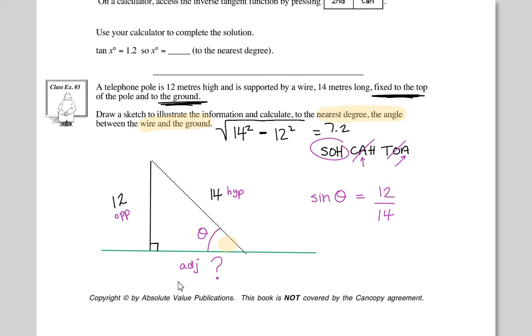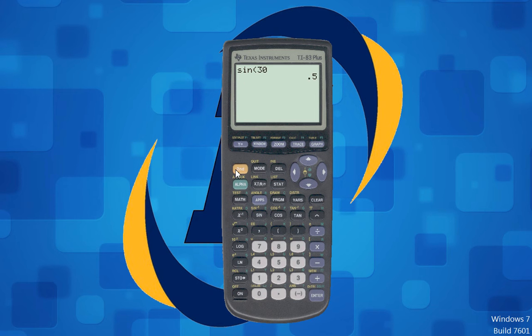How do I cancel a sine? Sine inverse. That's all you have to do. Sine inverse, and you have to be in degree mode. Second function sine, what was it again? 12 over 14. 58.99. So let's just go to 59 degrees. That's so close to 59.